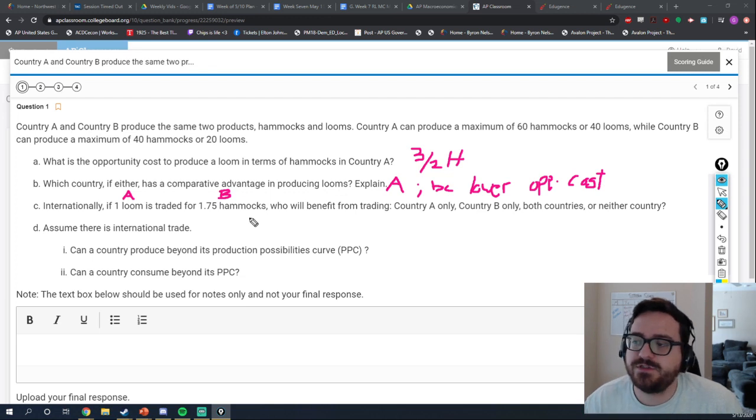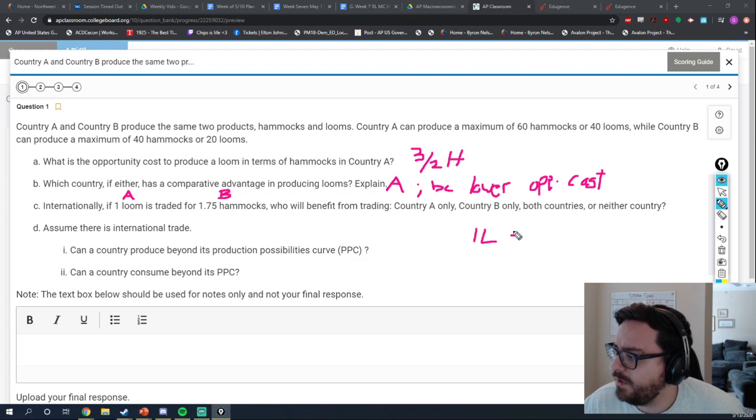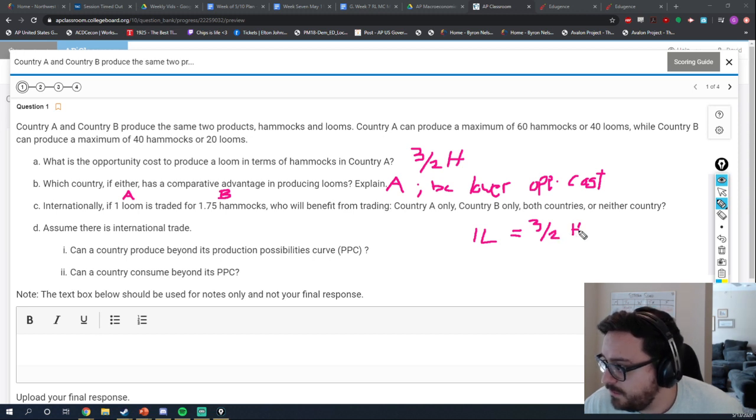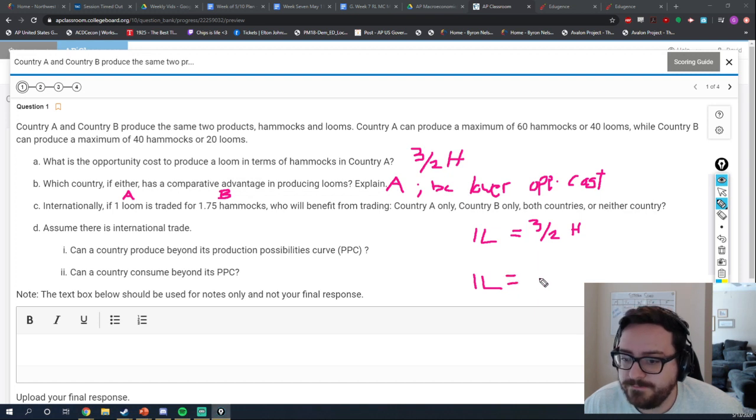The second step is to build a range using your opportunity costs. And I've already found the opportunity costs for 1 loom, because it's asking for 1 loom. So my opportunity costs for 1 loom were, for country A, I already did this one. This was the 3/2. And then the 1 loom for country B is 2 hammocks.